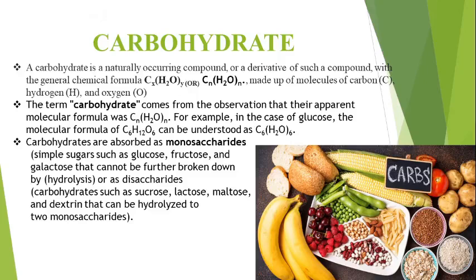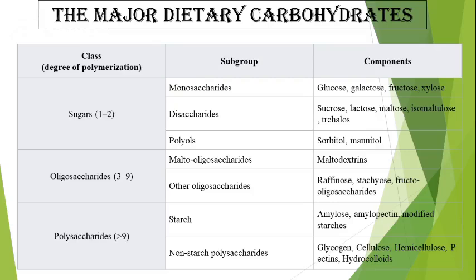Carbohydrates are essential compounds made up of carbon, hydrogen, and oxygen. They are absorbed as monosaccharides or disaccharides and play a crucial role in our diet. Carbohydrates are classified into sugars, polyols, oligosaccharides, and polysaccharides, each with specific components and functions.